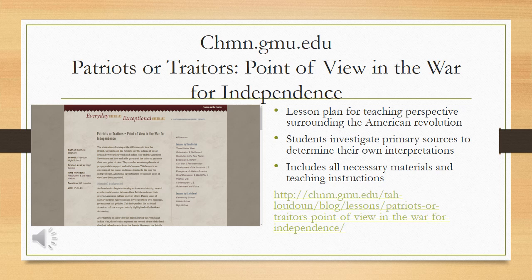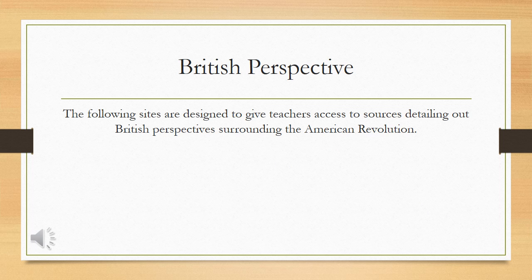This resource is a lesson plan for teaching the perspectives surrounding the American Revolution. Students investigate primary sources to figure out their own interpretation of the events that occurred leading up to the War for Independence. Students have to decide if the actions indicate that the individuals were patriots or traitors. It includes all of the necessary materials as well as teaching instructions so that teachers know how to implement the materials presented. The third section of this presentation focuses on the British perspective.